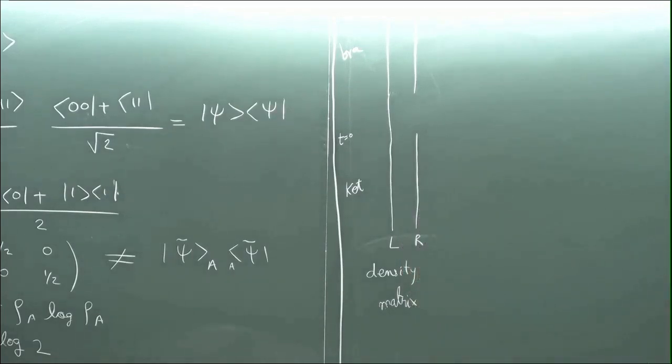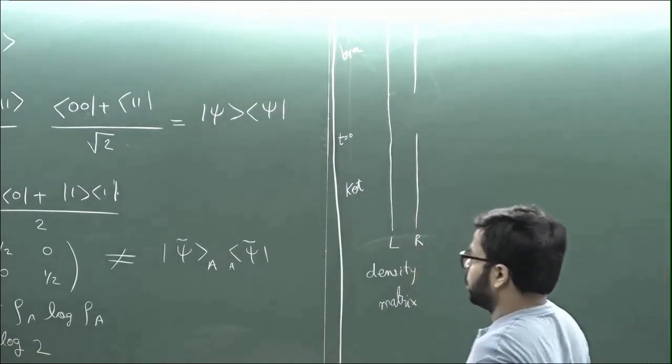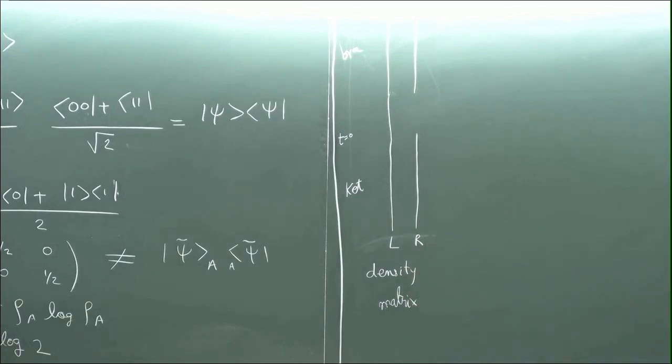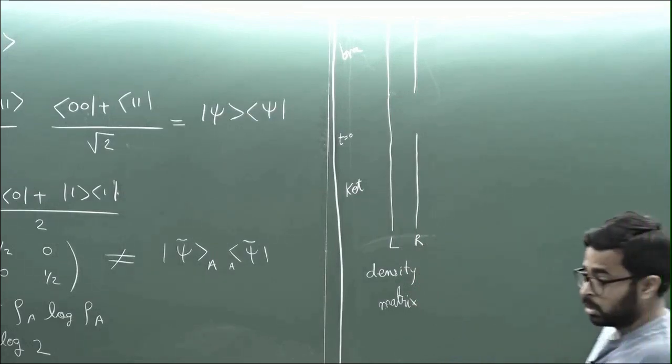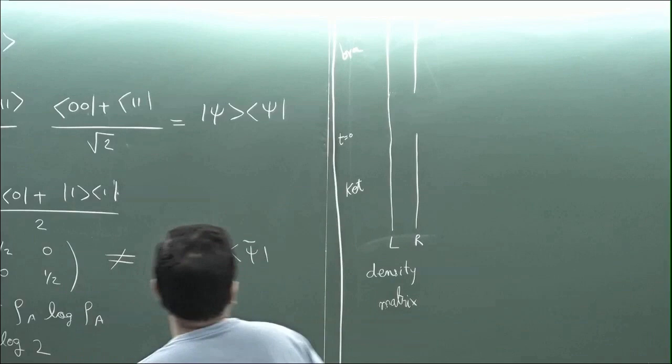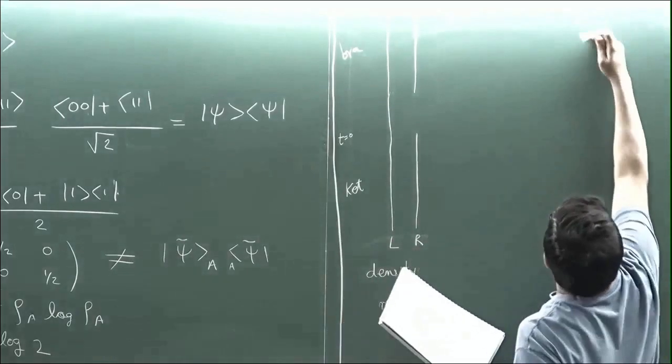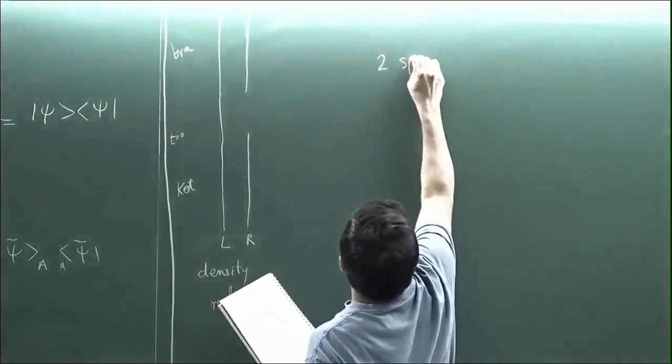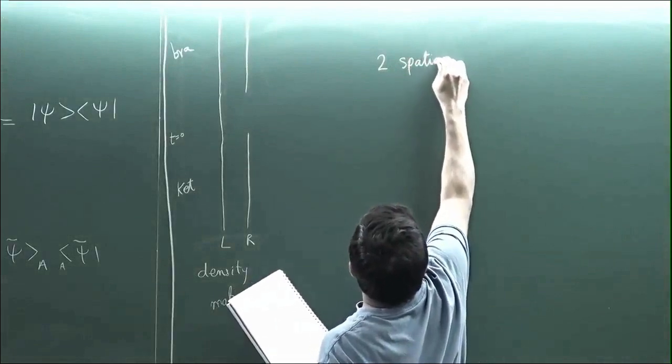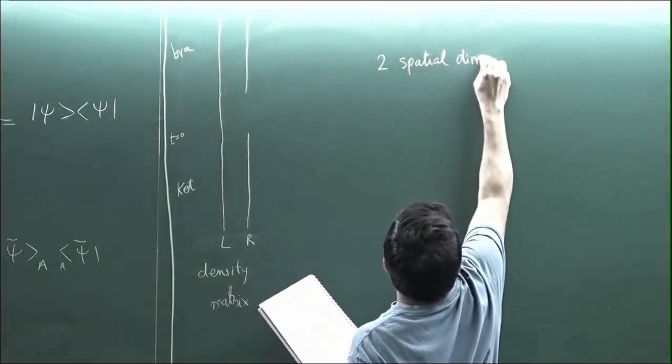So now we go to field theory, right? This was just sort of motivation from finite dimensional quantum mechanics. So what happens when we go into field theory? Let's say we are in, for concreteness, two spatial dimensions. It doesn't really matter.